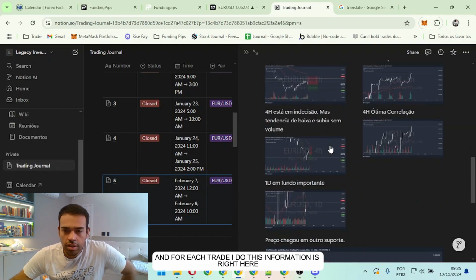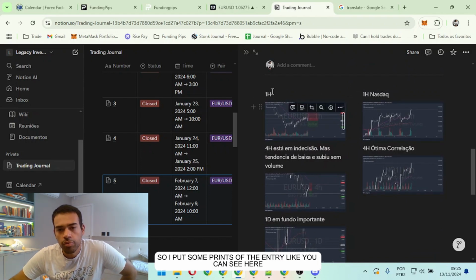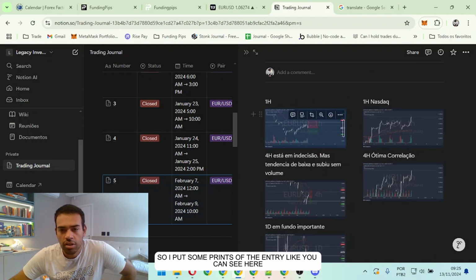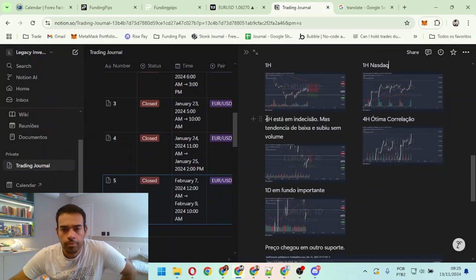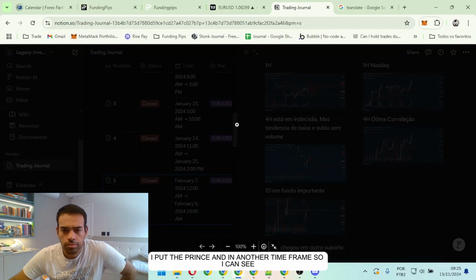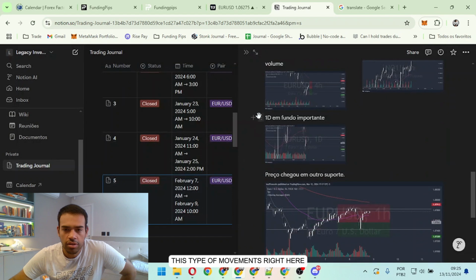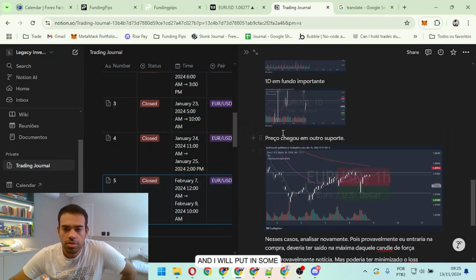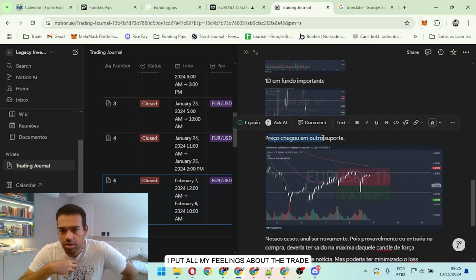And for each trade I do this information right here. So I put some prints of the entry, like you can see here. I put the prints in another time frame so I can see. For the hour, for example, we have this type of movement right here, and when my trade is started, I open my trade, I put all my feelings about the trade.